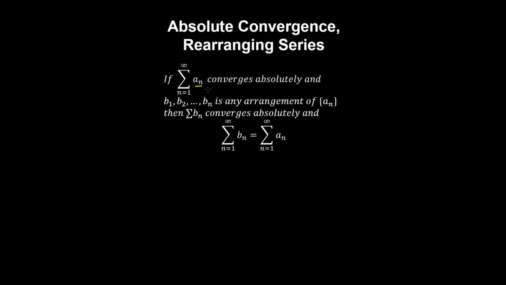If a series A converges absolutely, and the sequence B is any arrangement of the sequence A, meaning that we can rearrange and group the terms in A in any order, then the series B will also converge absolutely, and the sum of series B will be equal to the sum of series A. And we'll show this in an example problem.